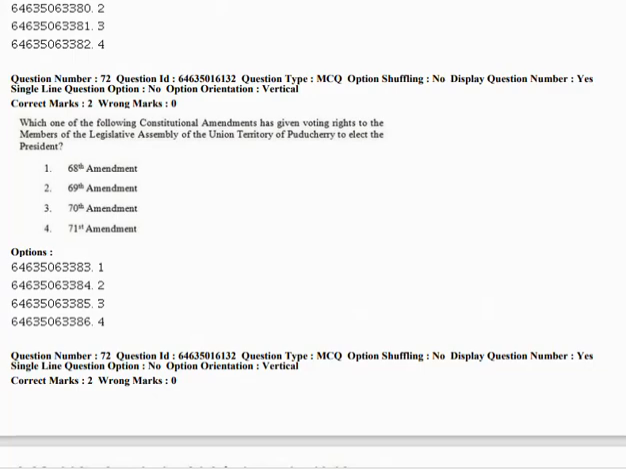72. Which of the following constitutional amendment has given the voting rights to the members of Legislative Assembly of the Union Territory of Puducherry to elect president? Very direct question. It is 70th Constitutional Amendment Act.